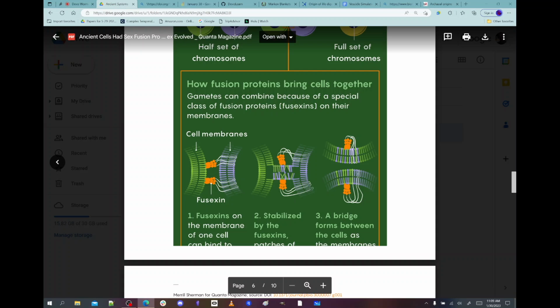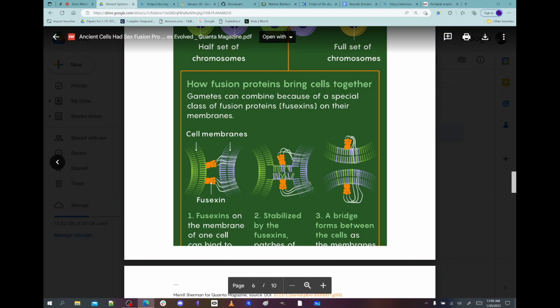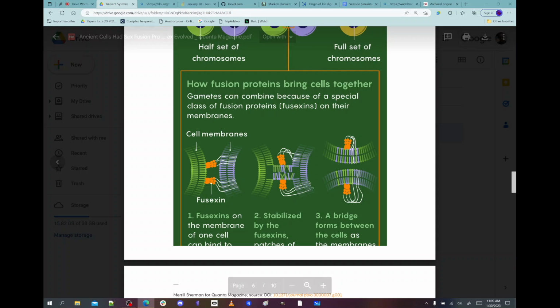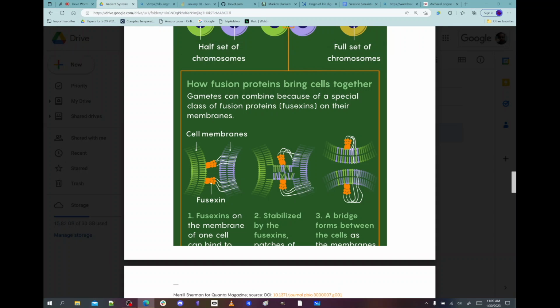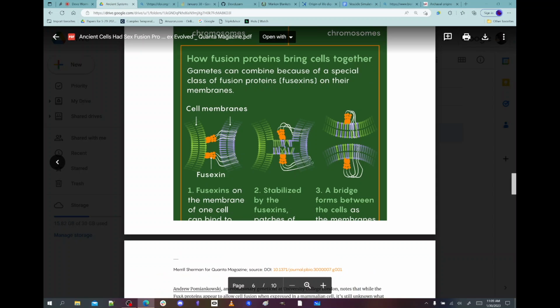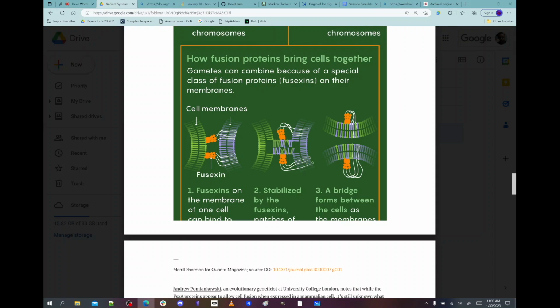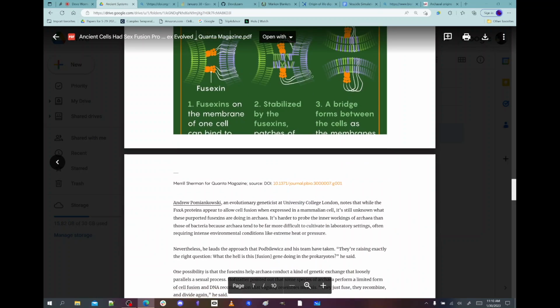So how fusion proteins bring cells together. Gametes can be combined because of a special class of fusion proteins, fusexins, on their membranes. So these are the fusexins on the cell membranes. They bring the cells together. They open up this patch here that allows things to transfer as a bridge between two cells. And then as the membranes open up, they share what's inside the membranes. And that's how you get your cell fusion.